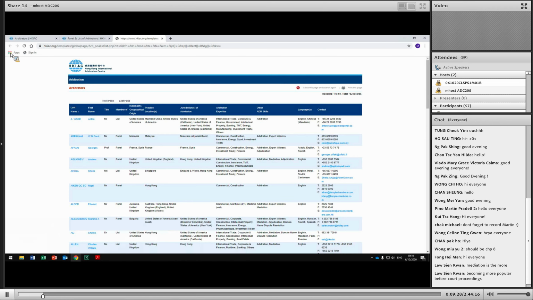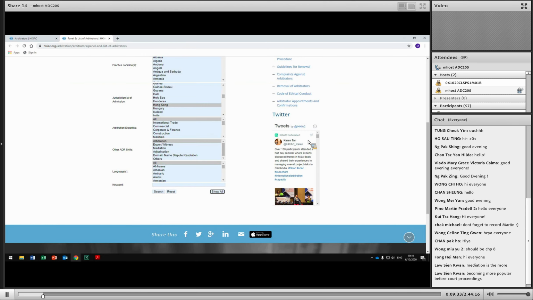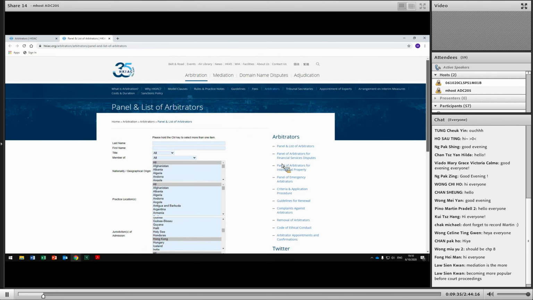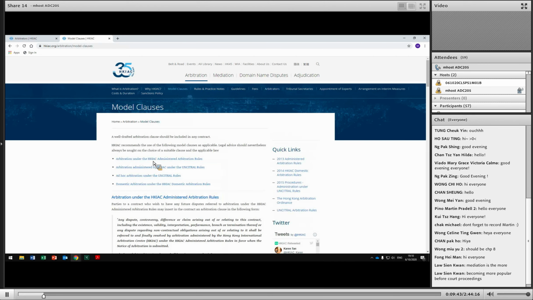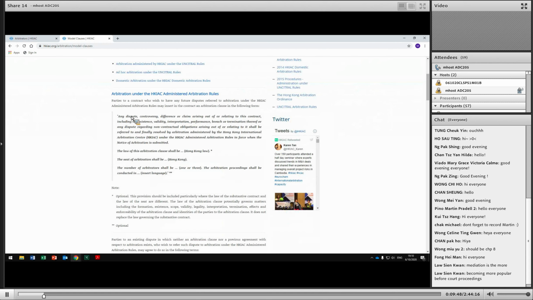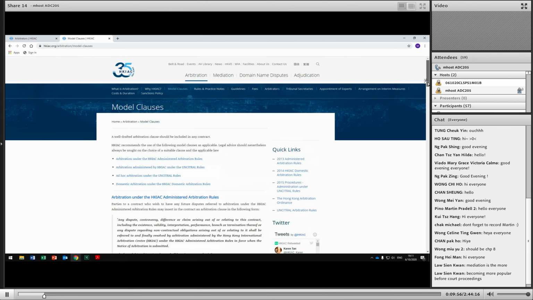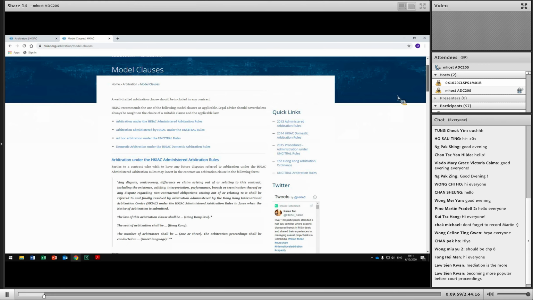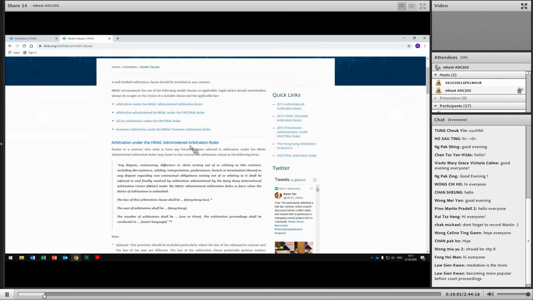This one is the website of the Hong Kong International Arbitration Center. Okay? So you can choose a model clause. This one is a model arbitration clause. Of course, it's much longer. So you can always go to the website of the Hong Kong International Arbitration Center. You can find several model clauses, you are most welcome to use them.